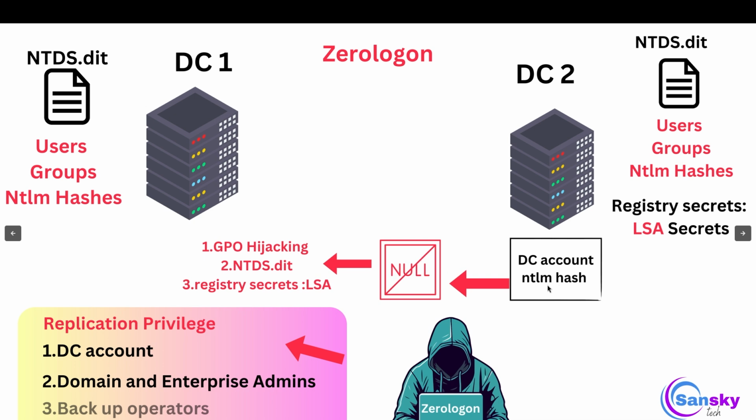Before, the NTLM hash of the DC account was stored in ntds.dit, and after implementing this attack, the NTLM hash of this DC account in ntds.dit is going to be null, which means that there is no password for this DC account. And since it does not have any password, we can simply get access to this DC account, read GPOs, group policies, and modify them. We can get access to NTDS, we can get access to registry secrets, and more.